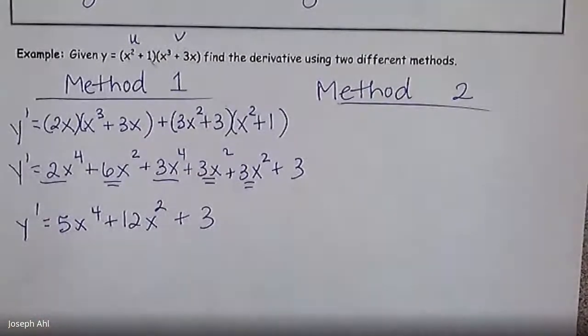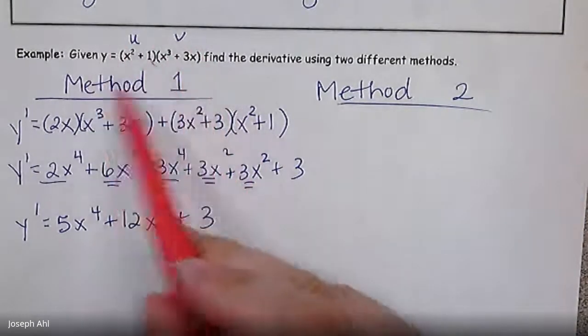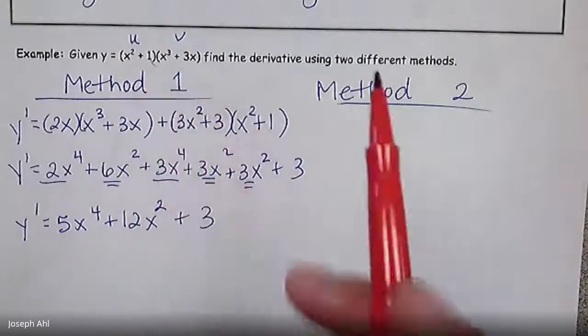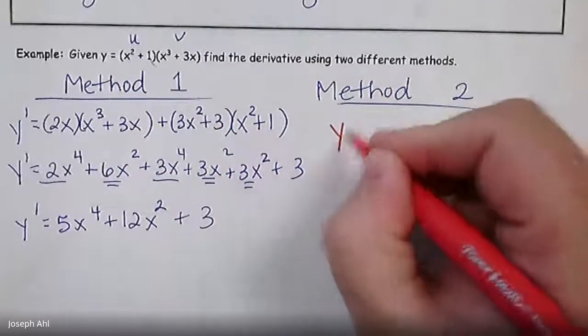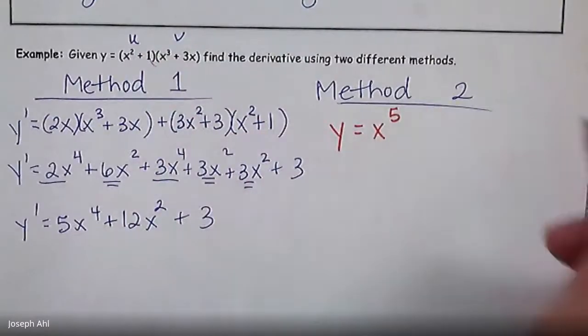So method one is, let's use the product rule. Why not? We're finding a product, so we can find the derivative using that new rule. So what's method two then? Well, method two is, since this is a product, we can actually pretty easily compute it. Let's get this into standard form. We'll multiply it out and then find its derivative. So let's rewrite y as x squared times x cubed, which is x to the 5th.